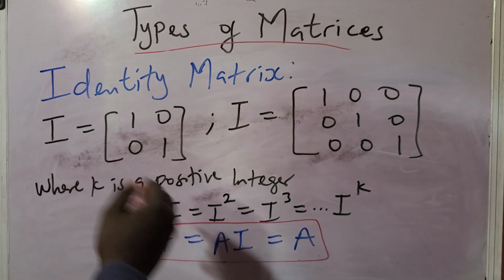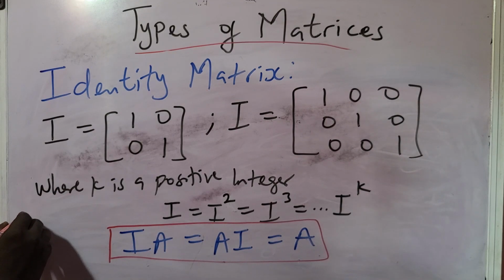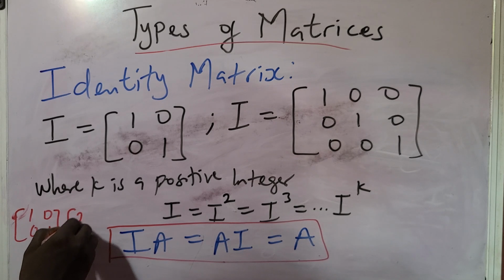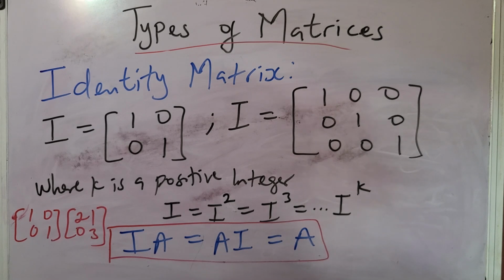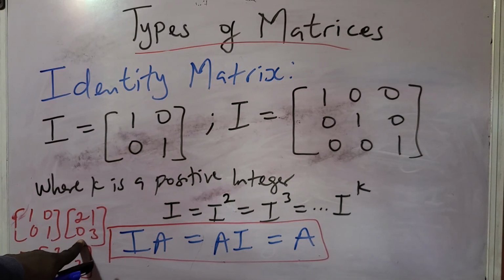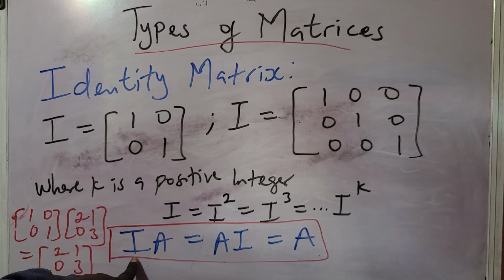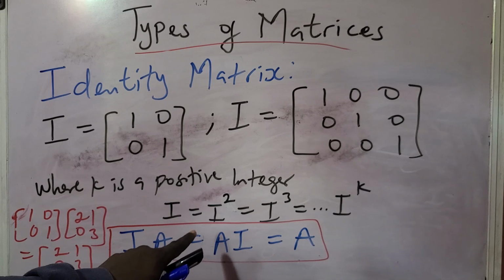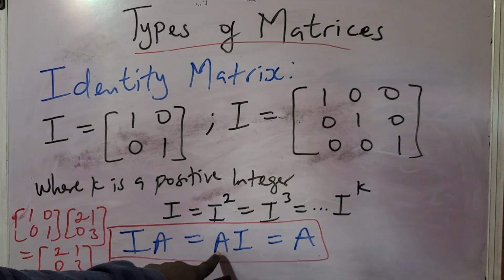Let's imagine you have an identity matrix multiplied with another matrix. What you will get will always be this matrix back. So an identity matrix multiplied by another matrix will give you the matrix back. That's what you can see right here. So identity matrix times matrix A is always going to be matrix A times identity matrix.